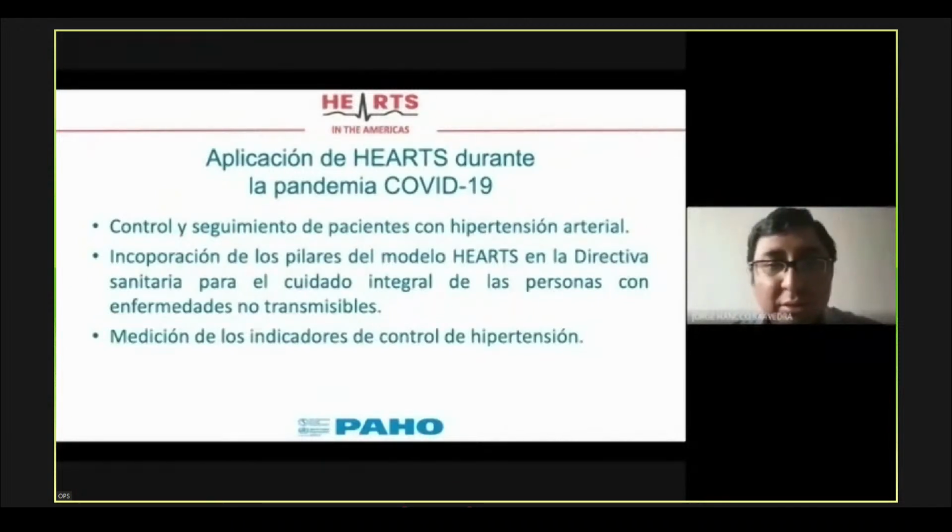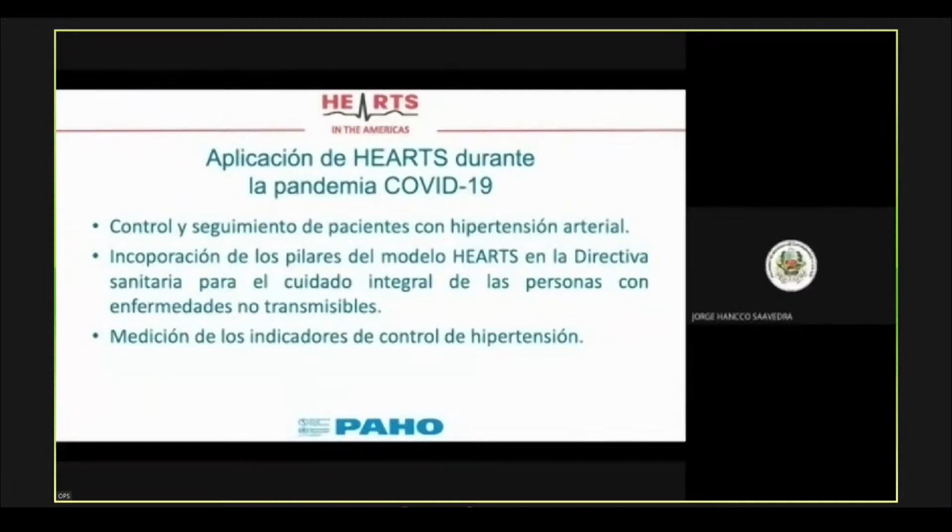Also, this guideline has some of the pillars that have been mentioned in the HEARTS initiative. In addition to measurement of indicators for the control of hypertension, we have also mentioned controlling diabetics and home delivery of drugs to facilities so that the family members of the sick person could go get their medicines.